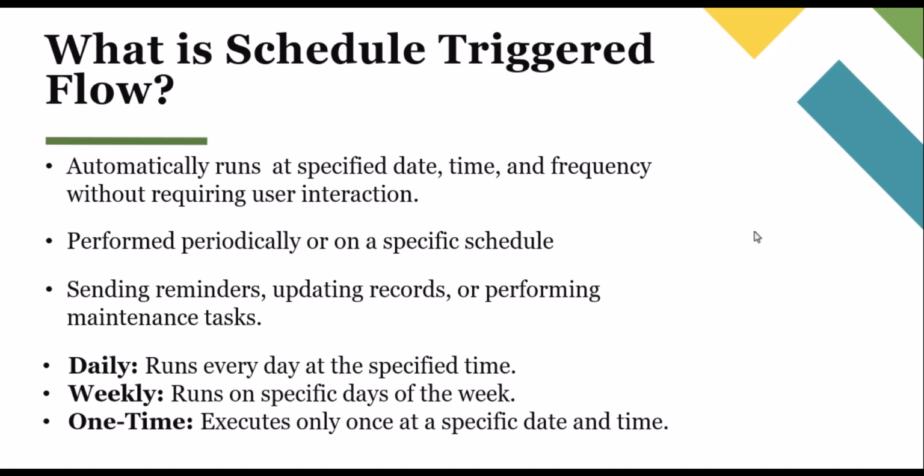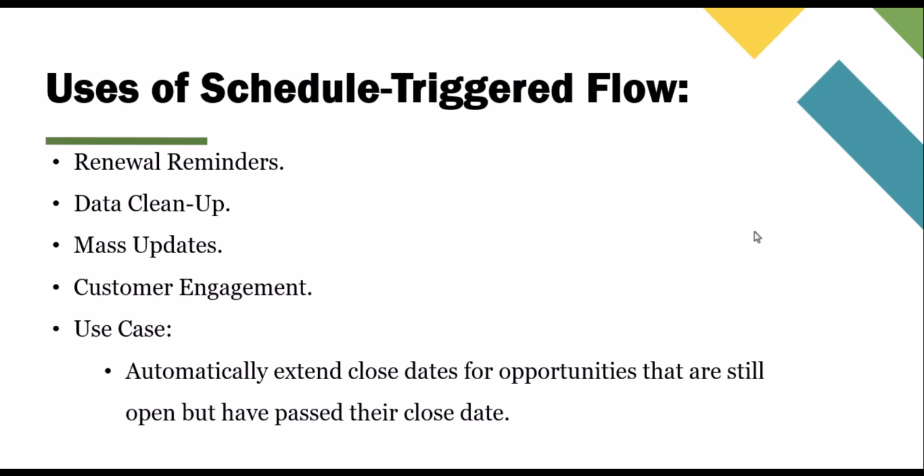Now let's understand the uses of schedule trigger flow. There are a number of uses, but here we will understand using these use cases where we can use schedule trigger flow. So the first one is renewal reminders. That means we can notify the users or the record owners about their task to ensure timely renewals. Then we have data cleanup. That means we can regularly identify and remove outdated, duplicate, or irrelevant records to maintain the data integrity.